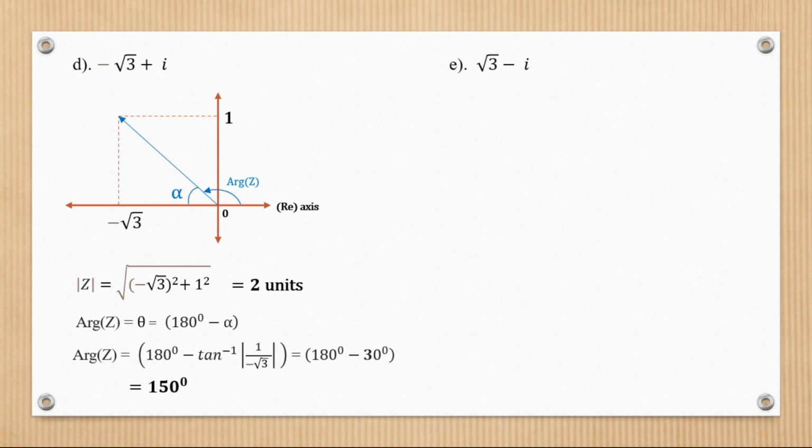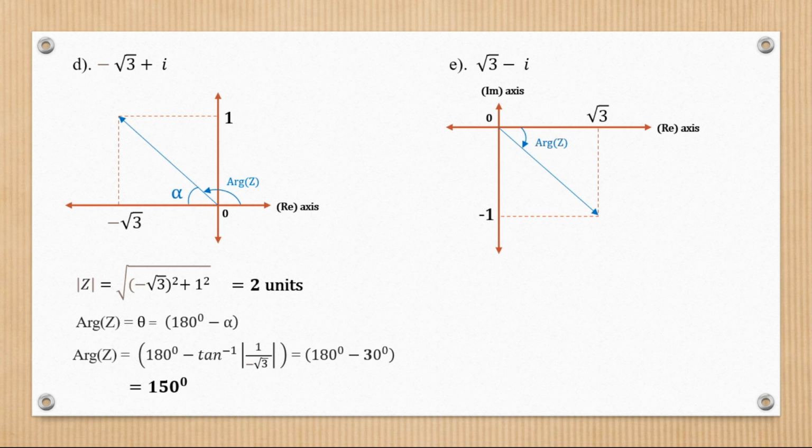So now this is an example where we have a positive real and a negative imaginary. So this is an example where we're going to be in the fourth quadrant. So let's place that in our fourth quadrant, as you can see there. So this is what we're going to have. So this can be found directly. We don't need to find any value of alpha. So the modulus is direct and it's going to be equal to 2 units.